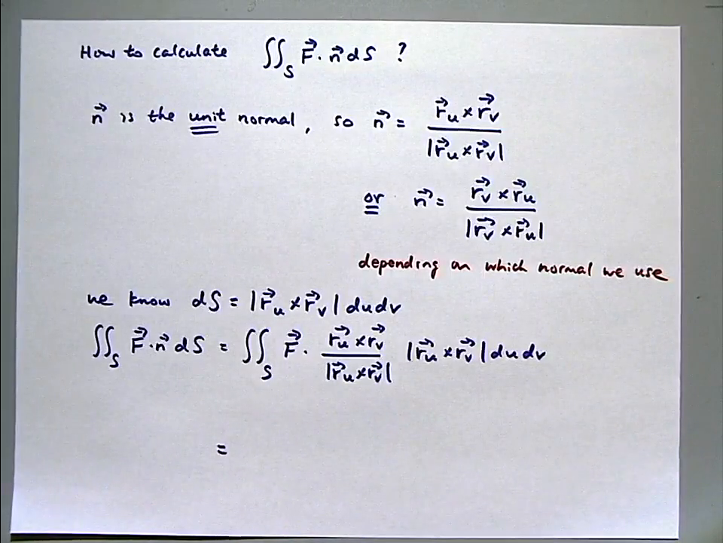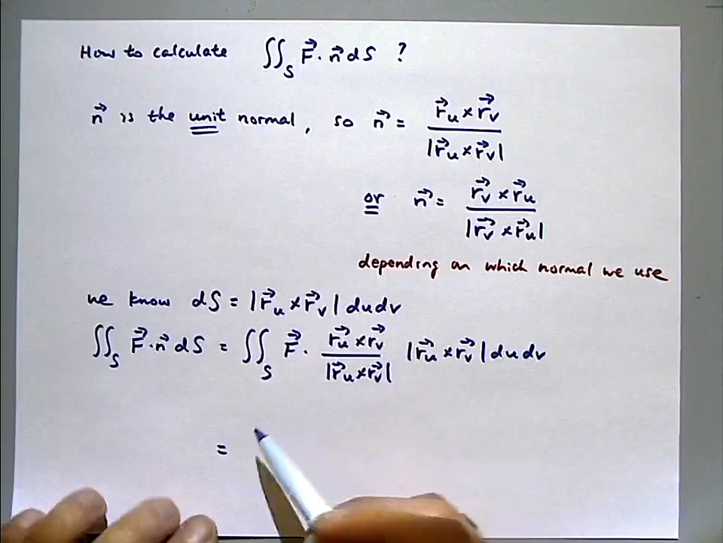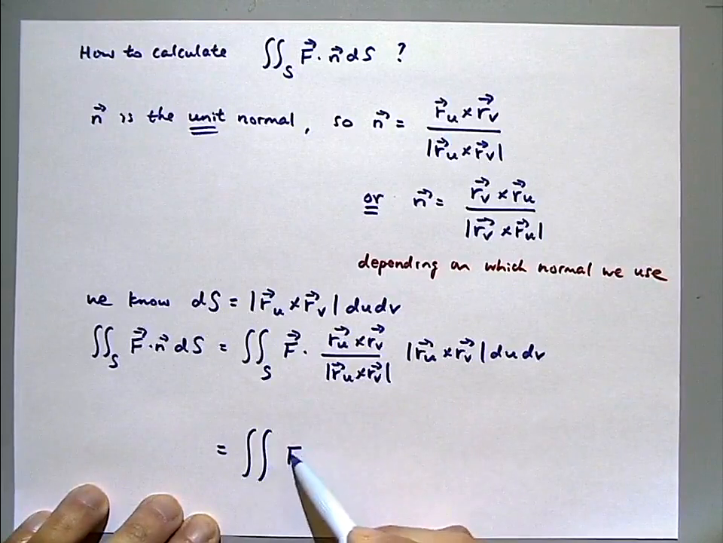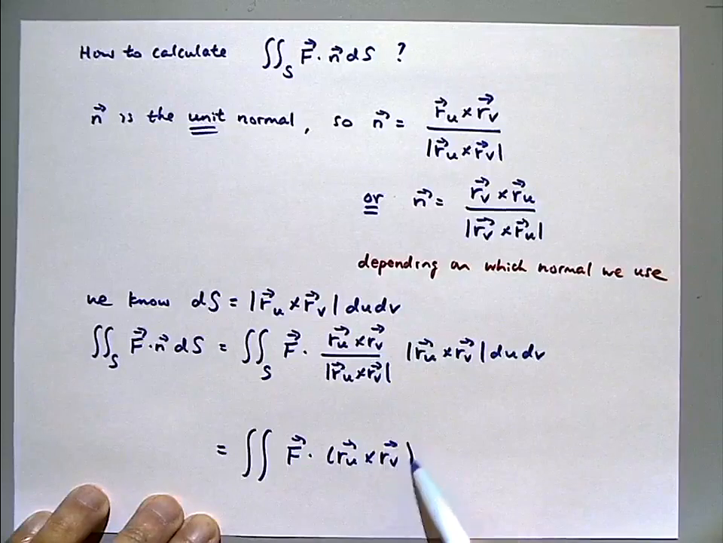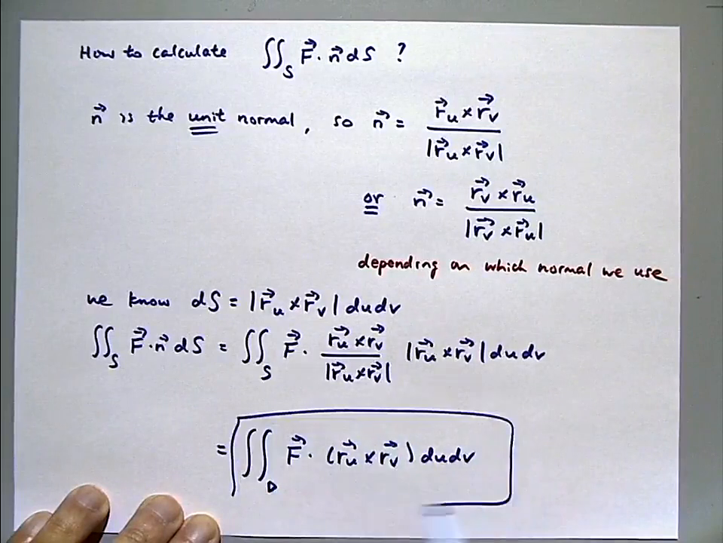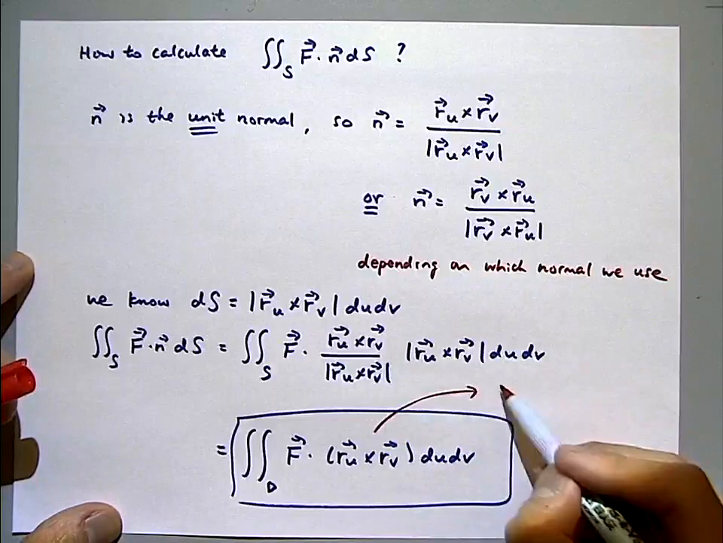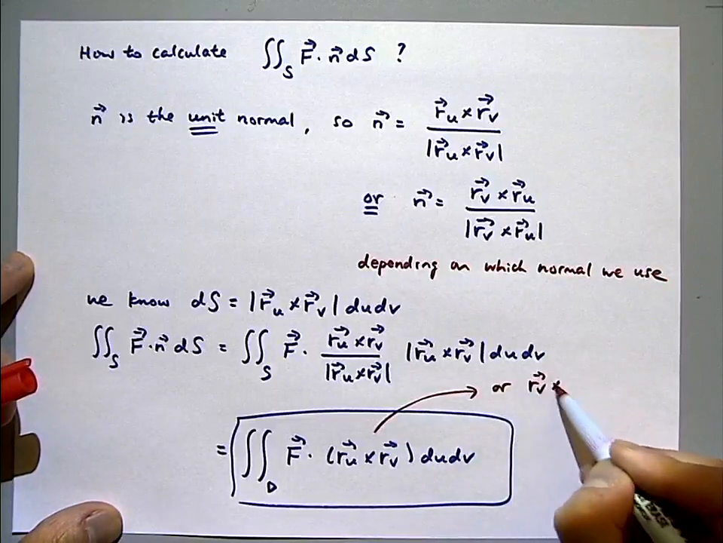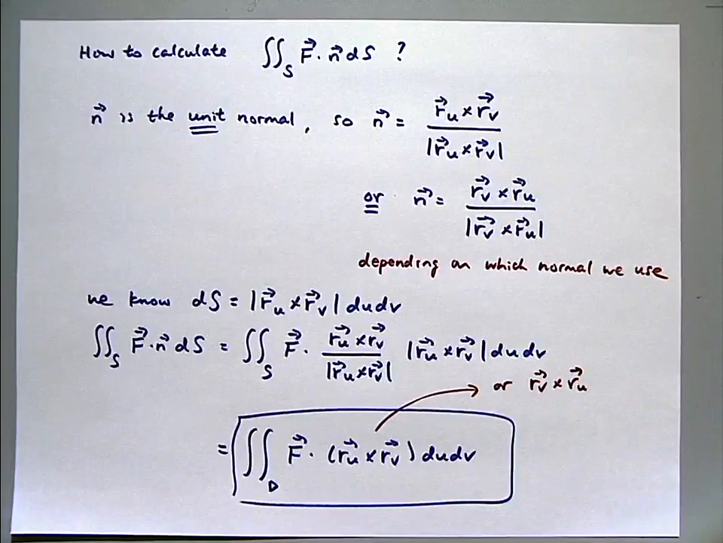And so what's nice about this is that you don't have to worry about the magnitude anymore. These will cancel. So we end up doing just simply the integral of f dotted with Ru cross Rv du dv. And of course, you got to be careful which normal vector to use, right? There are two of them. You have to be very careful, read the problem carefully and find out which one you're using, and then use the correct one.